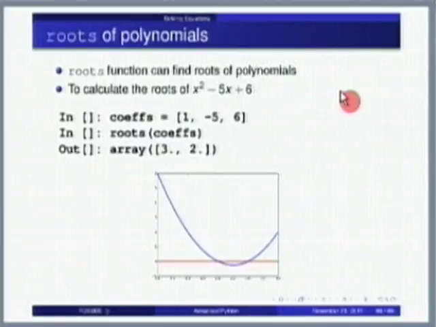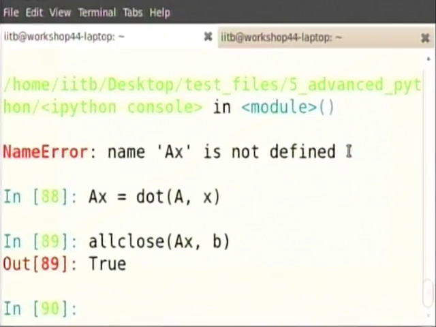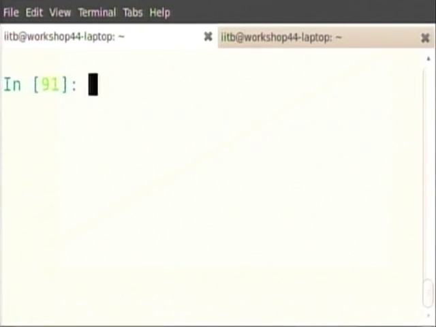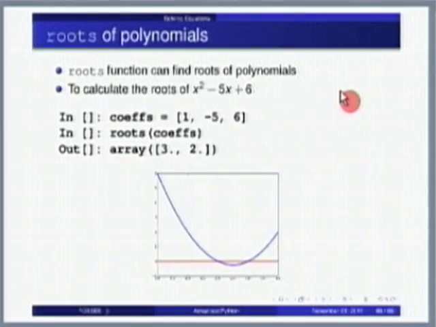All right, let us now take up the next one, which is the solution of say polynomial equations. We want to solve something like x squared minus 5x plus 6. So, let us look at the equation and try to understand what we are trying to do. The solution of equations, roots of polynomials, we want to calculate the roots of x squared minus 5x plus 6. Of course, we can manually and mentally factorize this as (x minus 3) into (x minus 2), and we know the roots are 3 and 2.